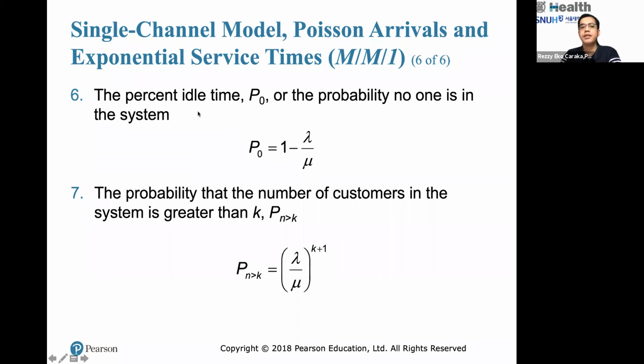And we have the percent idle time, P0. P0 means the percent idle time. We are talking about a probability value, which should range from 0 to 1, so you can use this to calculate the percent idle time. Also, we can measure the probability that the number of customers in the system is greater than K. This is our criterion: if the number of customers in the system is greater than K, we can use Pn greater than K.